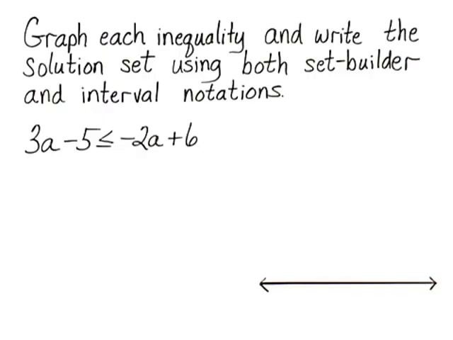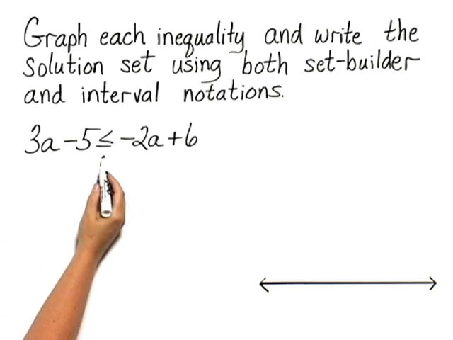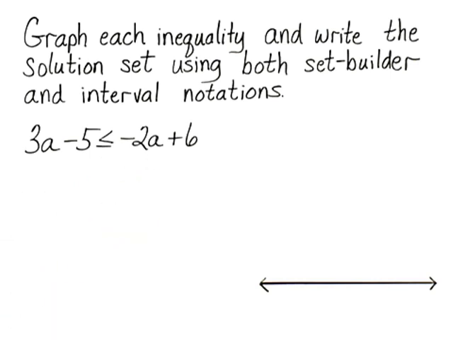Graph each inequality and write the solution set using both set builder and interval notations. The inequality we're looking at is 3a minus 5 is less than or equal to negative 2a plus 6.